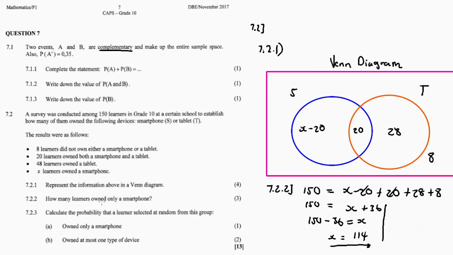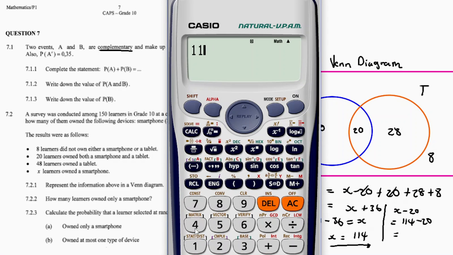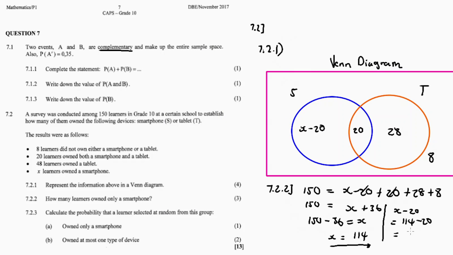Now let's calculate the ama-learners aphethe ama-smartphone kuphela. So lawo ma-learners x minus 20, which is equal to 114 minus 20. This is equal to 94. Okay, I'm tripping, man. Let's subtract again, I just needed to confirm. So our answer is 94. Learners abaphethe ama-smartphones kuphela, right?